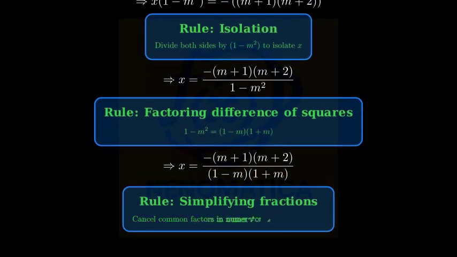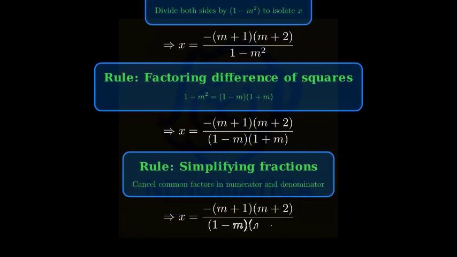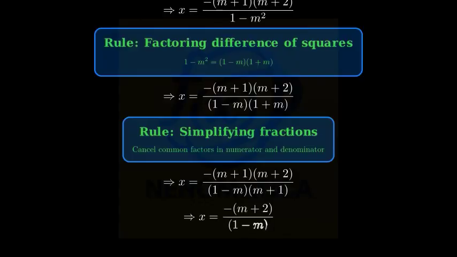For our seventh step, let's simplify the fraction further. We can rewrite this as x equals negative the product of m plus 1 and m plus 2 divided by the product of 1 minus m and m plus 1. Notice that m plus 1 appears in both the numerator and denominator, so we can simplify. This gives us x equals negative m plus 2 divided by 1 minus m.